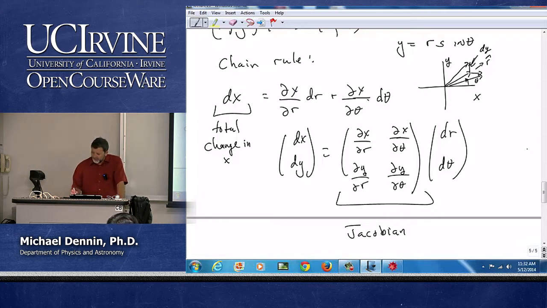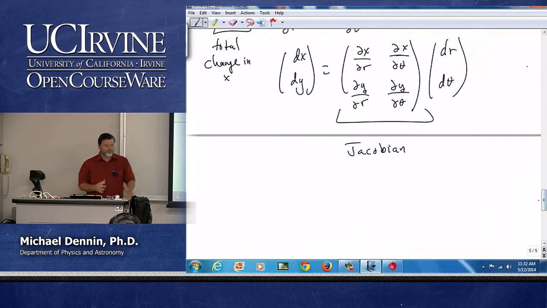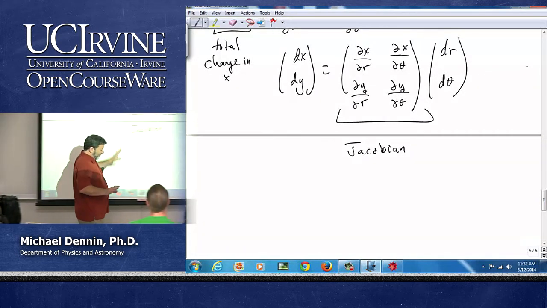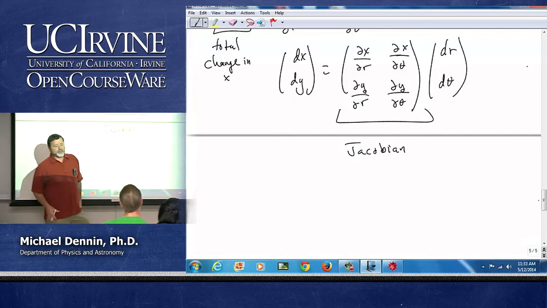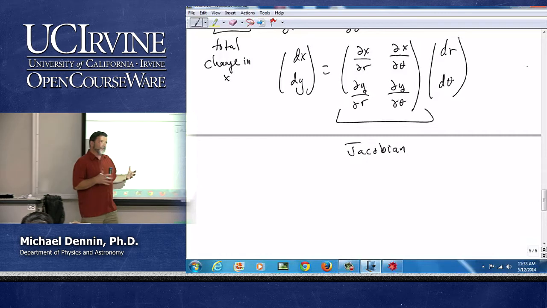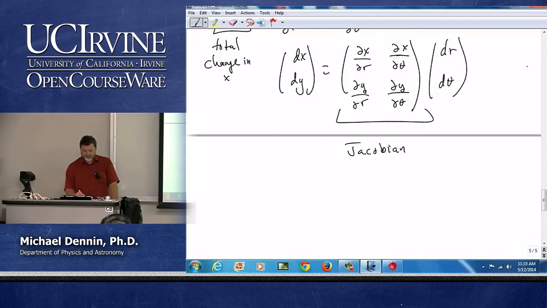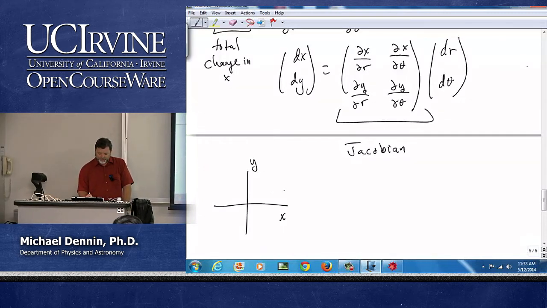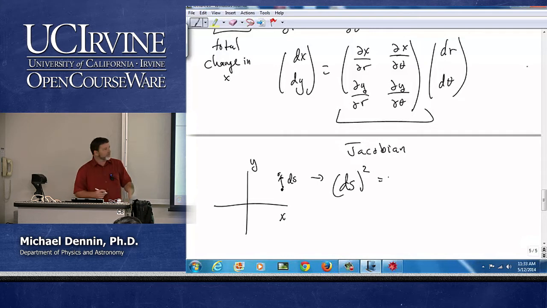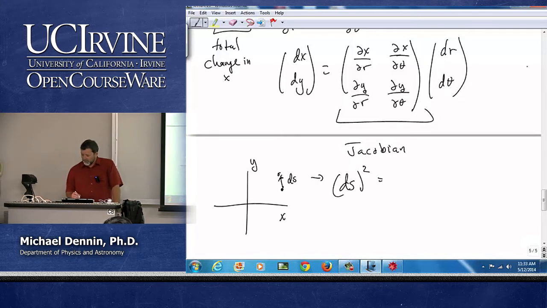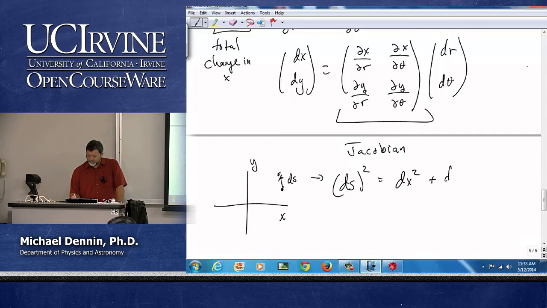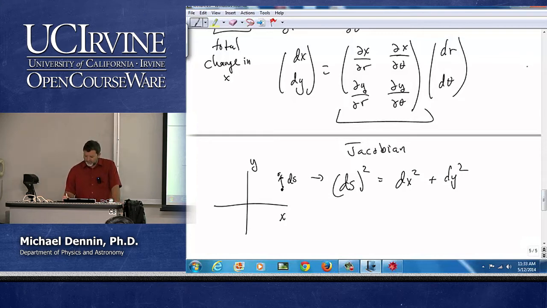Now, the next step is to realize what feature of space is invariant. There's a couple of them. But what's a key feature of space that's invariant under this change of coordinate? Length. Right? If I have 2 points, and they're separated by a distance ds, then ds squared is a fundamental invariant of space. And that is equal to dx squared plus dy squared. But I now know what dx and dy are.